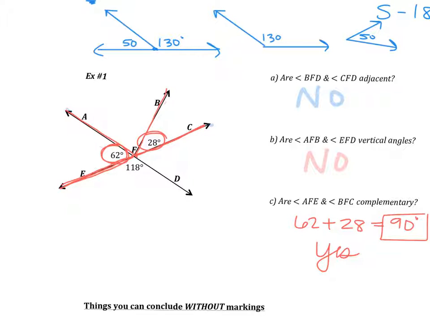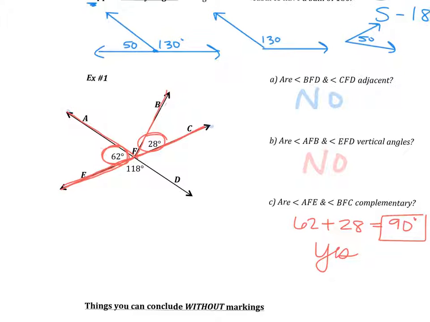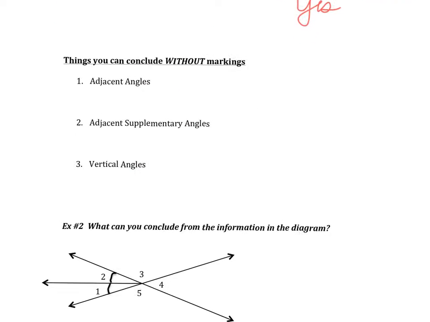Any questions on those? Okay, moving right along. There are things that you need markings for, and there's things that you don't need markings for. You're just allowed to assume them. So the things here that I'm giving you are the things that you are allowed to conclude even if there's no markings that tell us this thing is true.